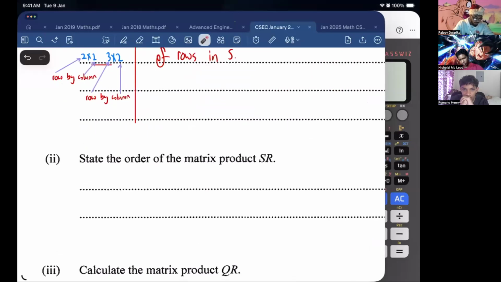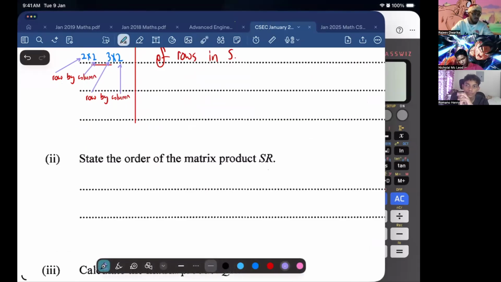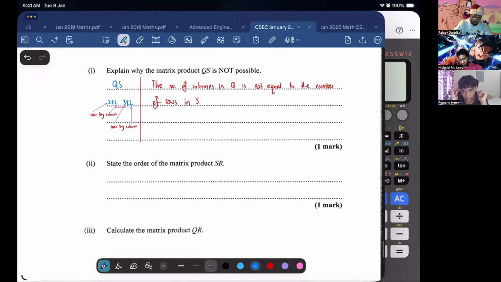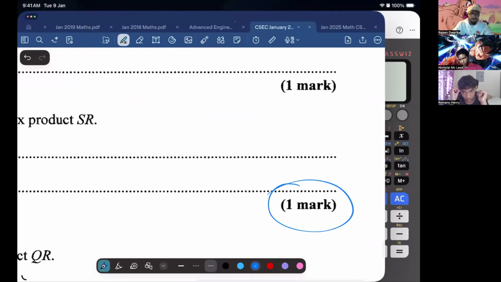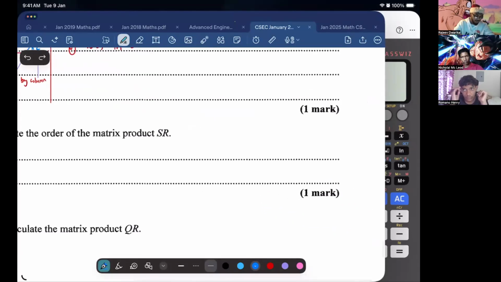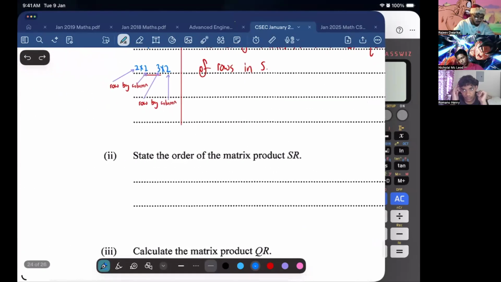State the order of the matrix product SR. Let me ask you a question. If they ask you a question like this, do you think they want you to do the entire multiplication? No. Look at the marks. How much marks is that? 1 mark. You're not going to do all of that, right?